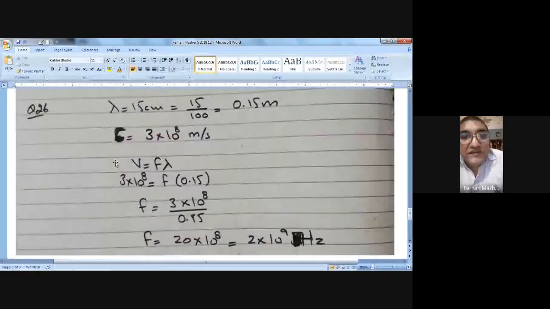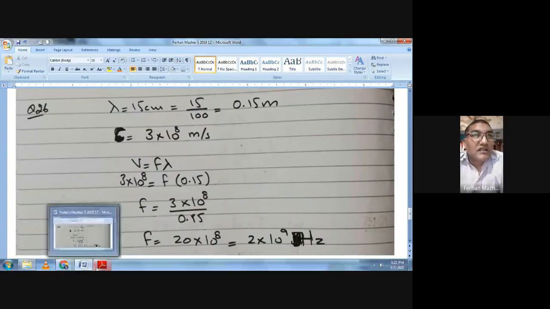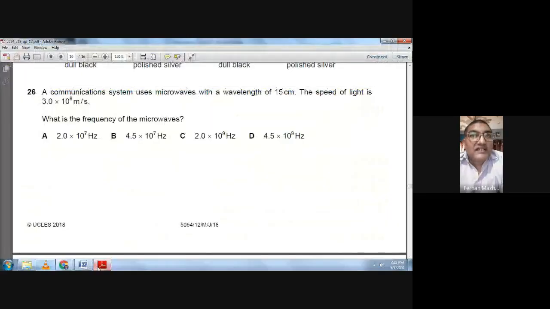Lambda is equal to 15 centimeter. Convert it into meter. So 15 divided by 100 and it will be 0.15 meter. The speed of light is also given, 3×10^8 meter per second. v is equal to f lambda. So put the value of speed and the lambda and find the f. 3×10^8 divided by 0.15. The answer will be 2×10^9 hertz. I hope you have understood it. Question number 26, C is the choice. 2×10^9 hertz. C is the choice.